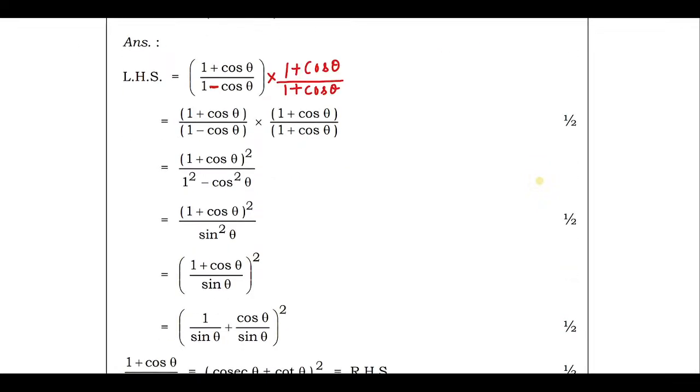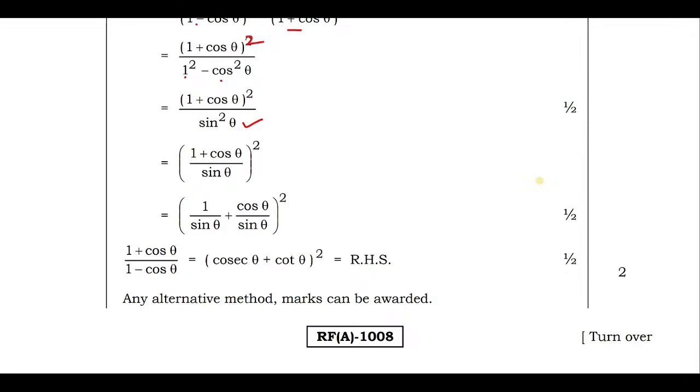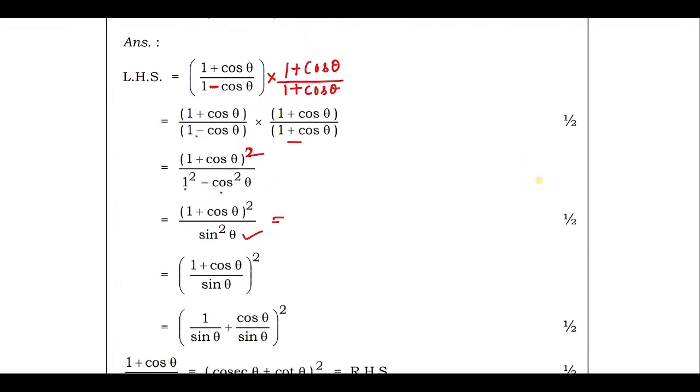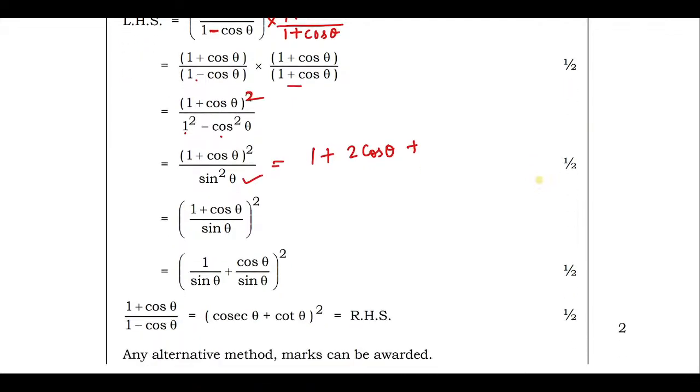Now the numerator can be written as 1 plus cos theta into 1 plus cos theta, which is 1 plus cos theta whole square. In the denominator, a plus b into a minus b is a square minus b square, that is 1 minus cos square theta, which is sin square theta. 1 plus cos theta whole square is what? You can use the identity a plus b whole square, that is a square, 1 square plus 2 cos theta plus cos square theta, divided by sin square theta.